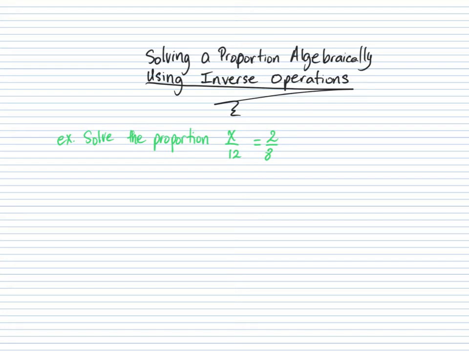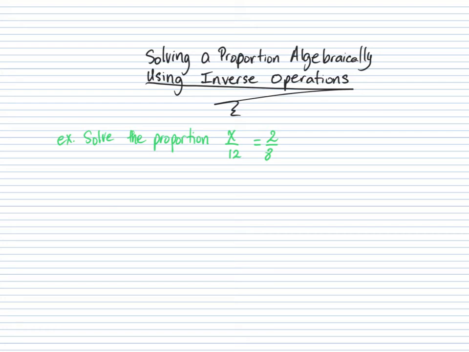So here's one of the other options. We can solve the proportion algebraically using inverse operations. Remember, when you're isolating a variable, you do everything that you can in order to get that variable alone. In this case, we see here that x is divided by 12. And because x is divided by 12, we want to do the opposite of that in order to get x alone.